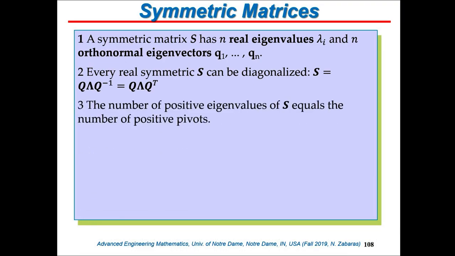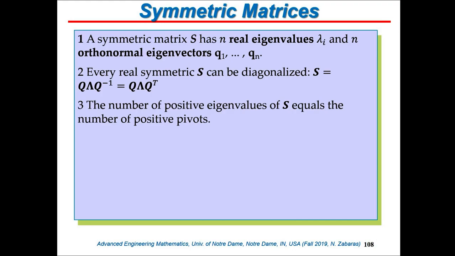Something that we will discuss, and I will show you this with examples also. For symmetric matrices, you can show that the number of positive eigenvalues is the same as the number of positive pivots. So that's a very interesting statement here that connects basically the pivots with the eigenvalues.